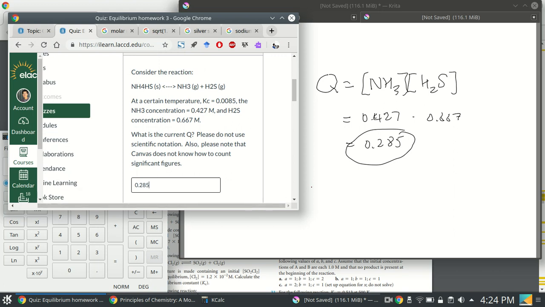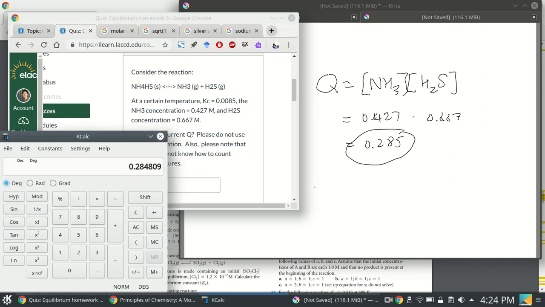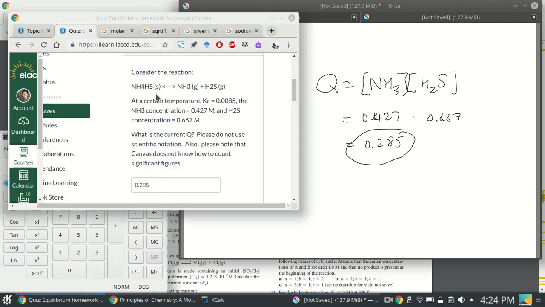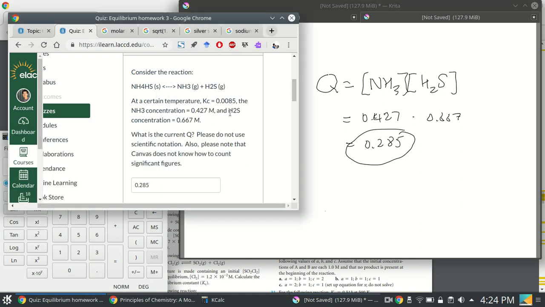Write down that answer because I'm going to ask you this in the homework, just to make sure you watched this video. I know who you are. All right, so now, my question for you in this video is, is this reaction going to go to the left or to the right? Is the equilibrium going to shift to the left or to the right?